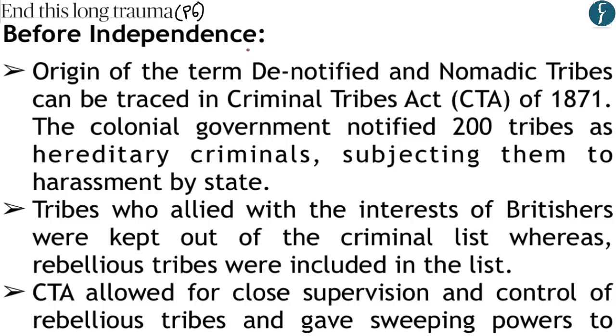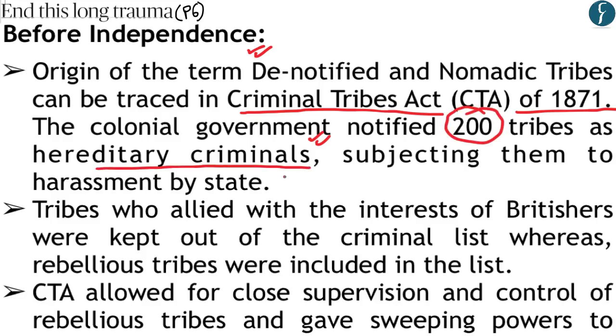Now what had happened during the British rule was that they gave out a Criminal Tribes Act of 1871, wherein under this Act, the British government notified around 200 tribes in India as being hereditary criminals, wherein this meant that any individual born in any of these 200 tribes was considered to be a criminal, irrespective of the fact if they had committed any criminal act or not.